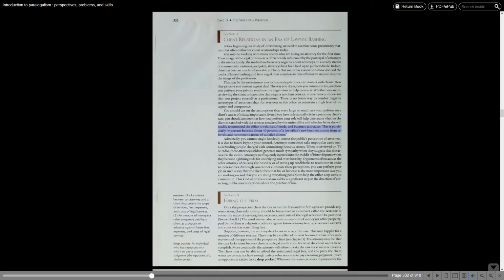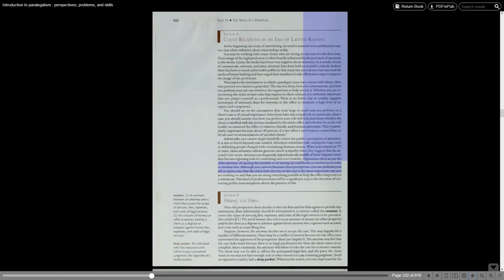This is particularly important because about 40% of a law office's new business comes from referrals and recommendations of satisfied clients. Admittedly, you cannot single-handedly correct the public's perception of attorneys. It is due to forces beyond your control. Attorneys sometimes take unpopular cases such as defending people charged with committing heinous crimes. When interviewed on TV or radio, these attorneys seldom generate much sympathy when they suggest that the accused is the victim. Attorneys are frequently injected into the middle of bitter disputes, where they become lightning rods for underlying and overt hostility.